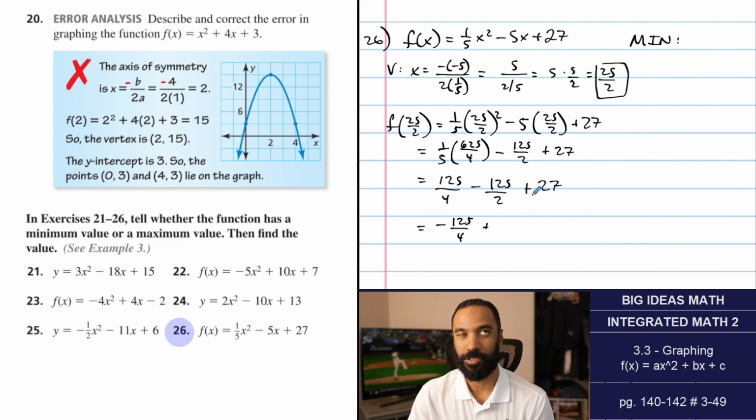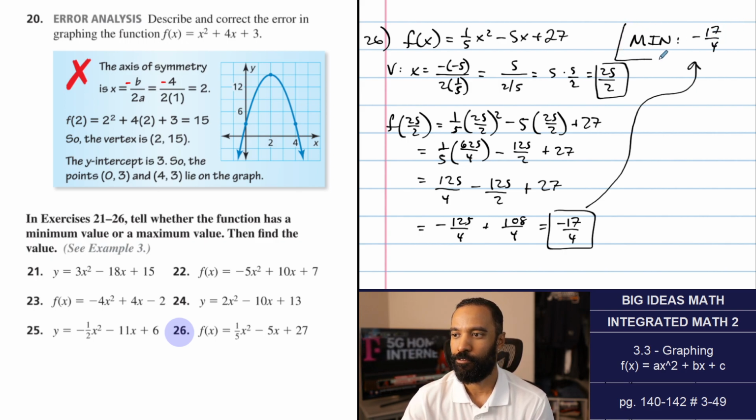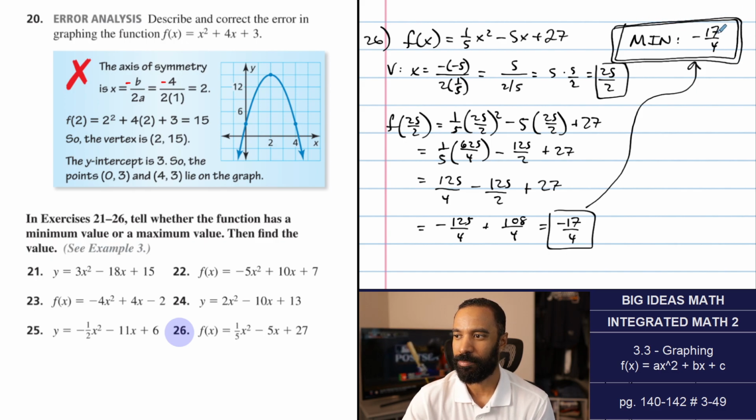Now, 27 is also 108 fourths, and that is going to give you negative 17 fourths. Okay, so I think that should now be good. We have a minimum of negative 17 fourths for y. That's the final answer there.